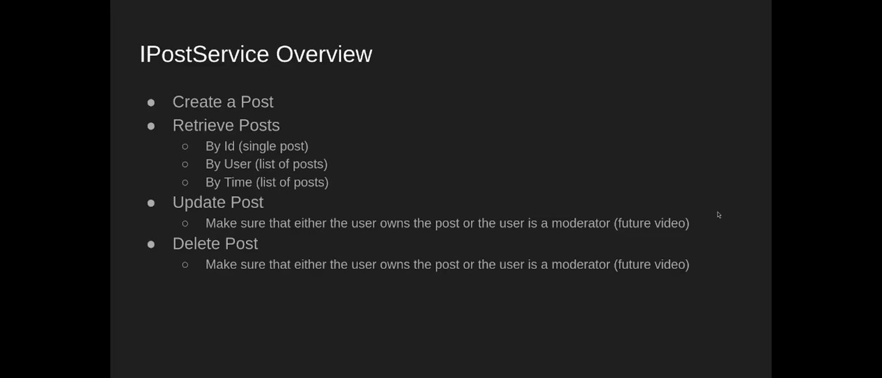So first off, we're going to have our IPostService. This is what's responsible for doing all of the post-related things, right? We want to be able to create a post, retrieve posts, either by ID, which will give us a single post, by user, which will give us a list of posts, or by time, which will give us a list of posts. And then we want to be able to update a post.